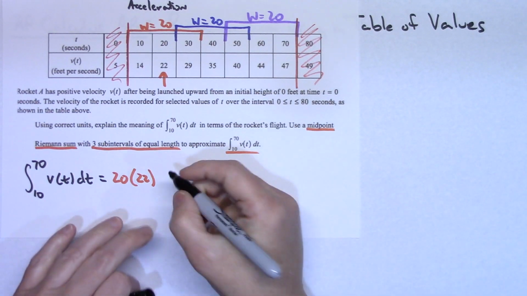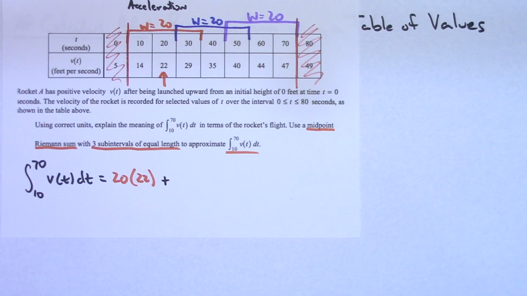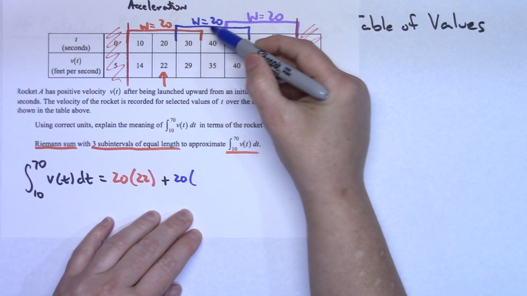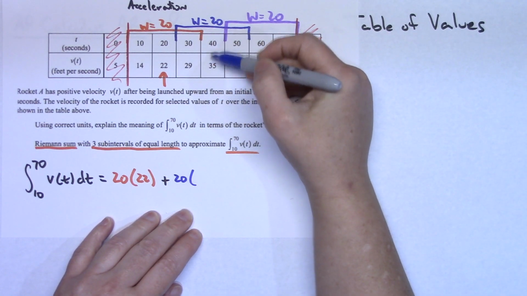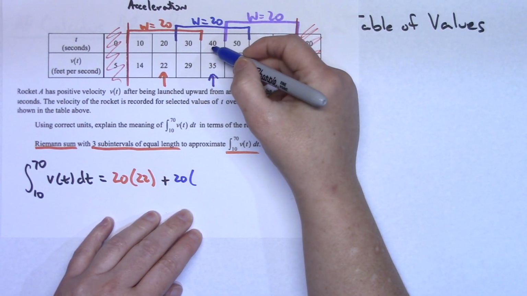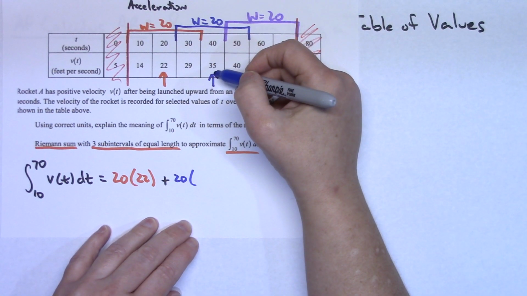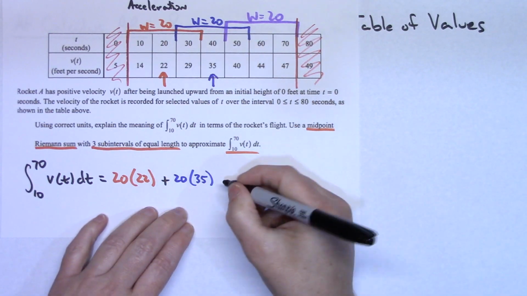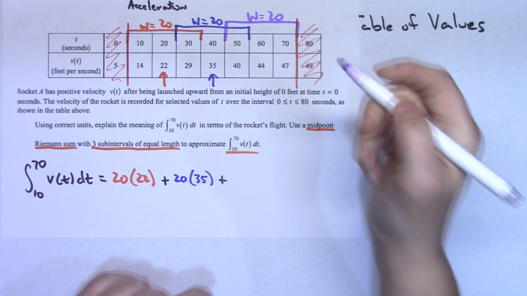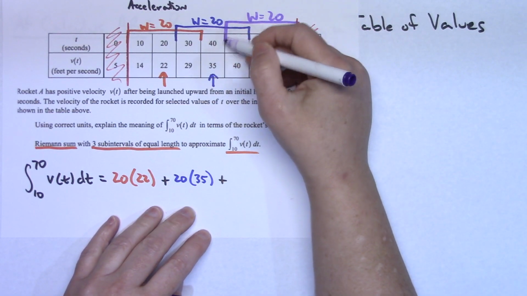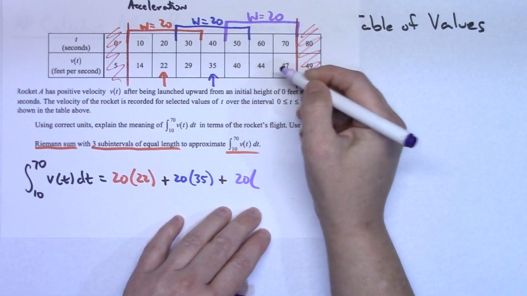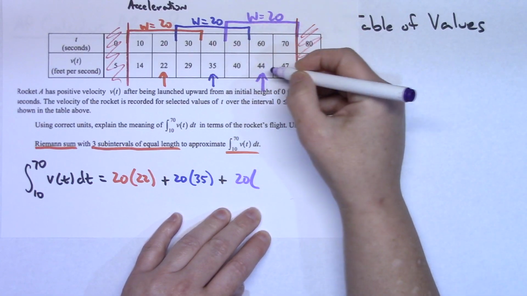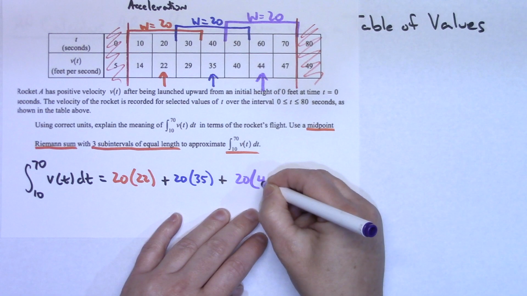Okay, and then now let's do the second one. Again, it has a width of 20. Now how high it is. So here's my width of 20. I need a midpoint Riemann sum, so here's my midpoint. When I plug in 40 into my v of t, I get out a 35, so I've got a height of 35. And then for my last rectangle, again, it's going to be a width of 20. And then how high? Well, midpoint Riemann sum, so I'm going to come to the middle of that interval. Right here, I plug in 60, I get out a 44.